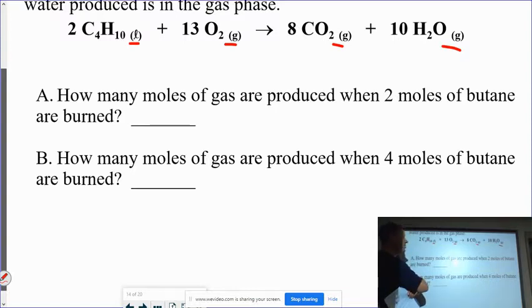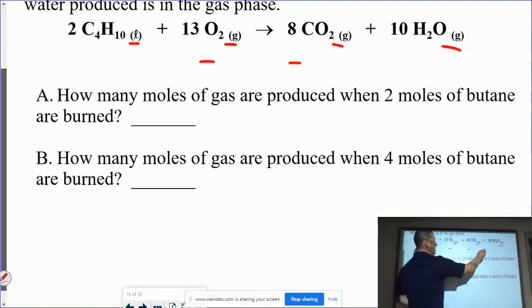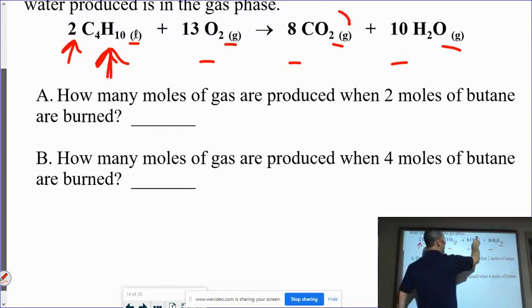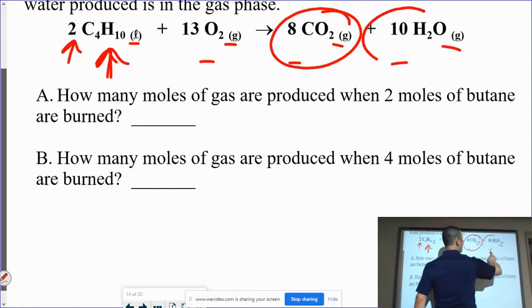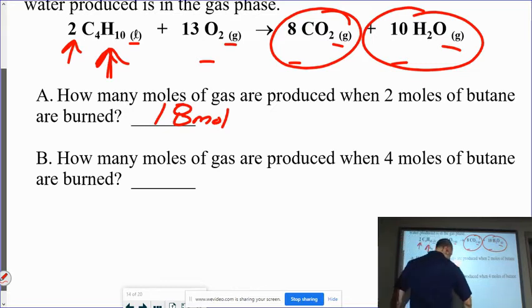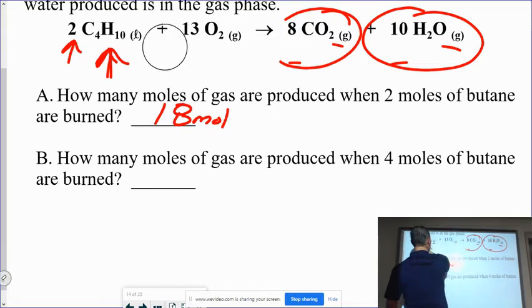It says, how many moles of gas are produced when 2 moles of butane are burned? You're like, oh, I don't know what butane is. Well, is this butane? Nope. Is this butane? Nope. Is this butane? Nope. So guess what? That must be butane. So how many moles of gas are produced when 2 moles of butane are burning? So 2 moles of butane, you get 8 moles of gas here, and you get 10 moles of gas here. So that's 18 moles of gas. Go ahead and try the next problem on your own and see if you can get the correct answer.